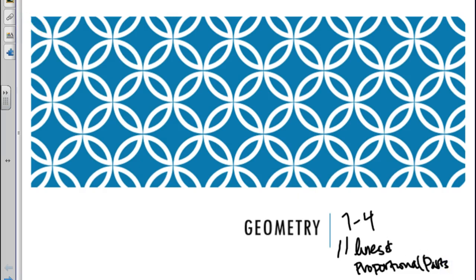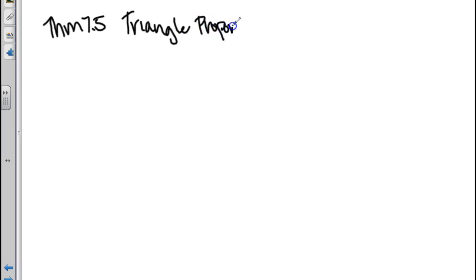All right, so let's get started. First of all, let's put down Theorem 7.5, the triangle proportionality theorem. This theorem states if a line is parallel to one side of a triangle and intersects the other two sides, then it's going to divide the sides into segments that are proportional, so segments of proportional lengths. So I'll go ahead and draw a picture and then we'll write that theorem out.